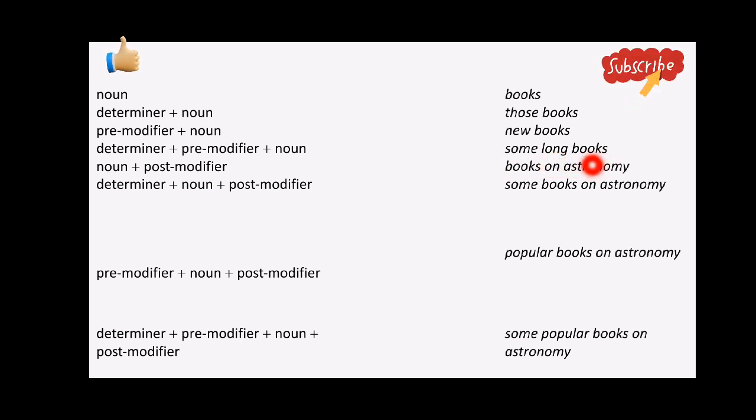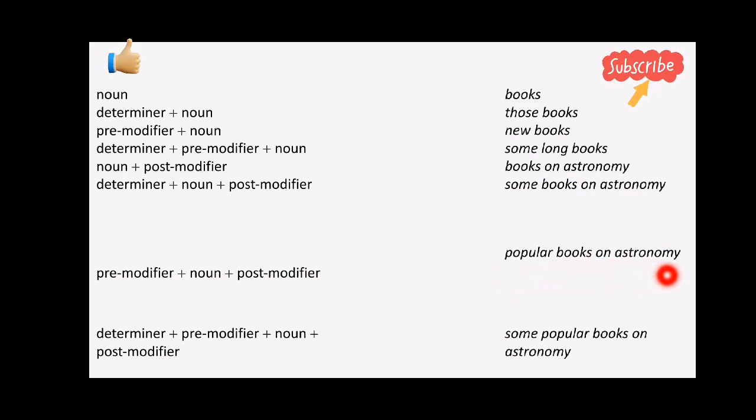This is the main word in each of these. And noun plus post-modifier, books on astronomy. You can see that on astronomy modifies what? Books. So that is the post-modifier. Determiner plus noun plus post-modifier: some books on astronomy. You can see some is the determiner. It determines the number of books, right? Some books, and then on astronomy. So on astronomy modifies what? Books. It is the post-modifier. And pre-modifier plus noun plus post-modifier.